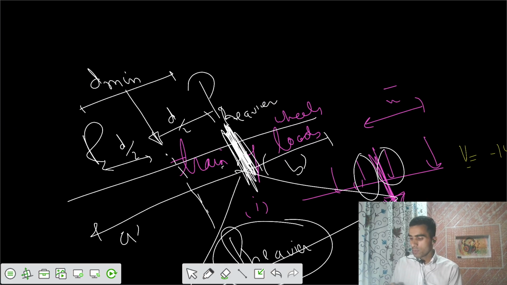So in these problems we solved that our centroid was on the left side of that critical load. Now the next problem is where the centroid of the load is on the right side of that critical load. Let's go for that case.